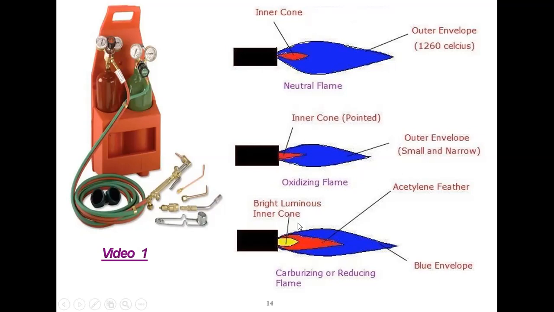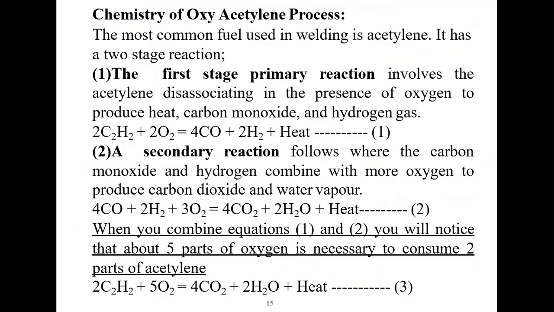This is called the inner cone. In case of carburizing flame we can see a bright cone, and this is called the feather. The temperatures are also different. Like in neutral flame, the temperature we can get is 3,200 degrees centigrade. Other differences are there.